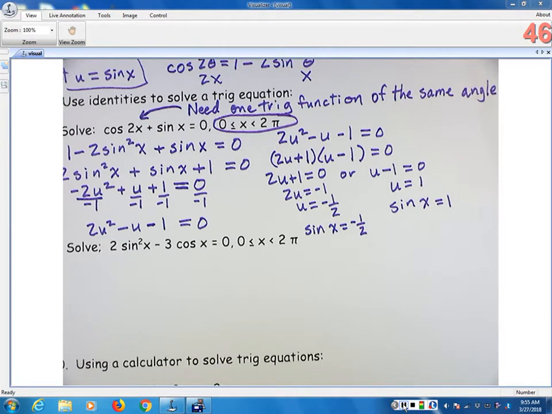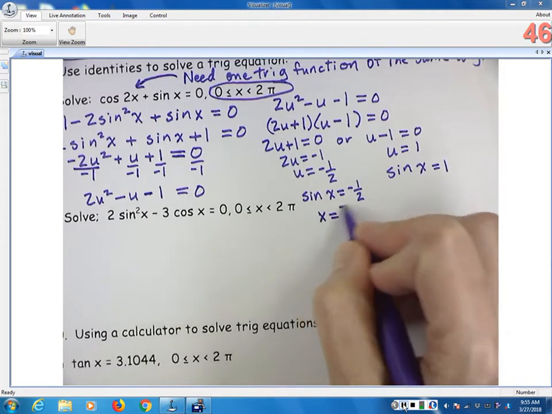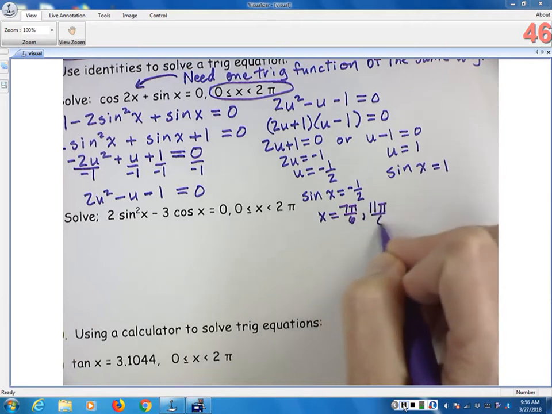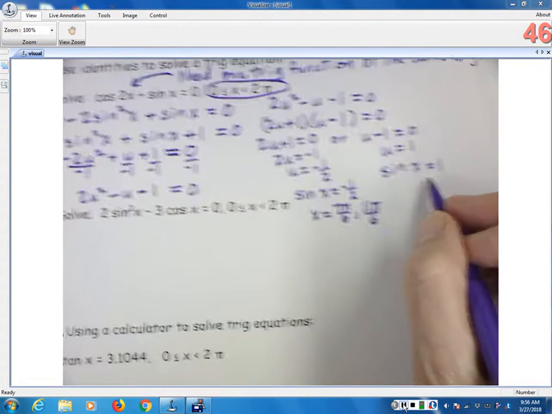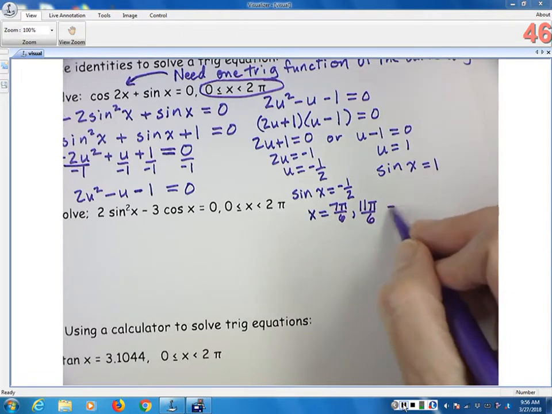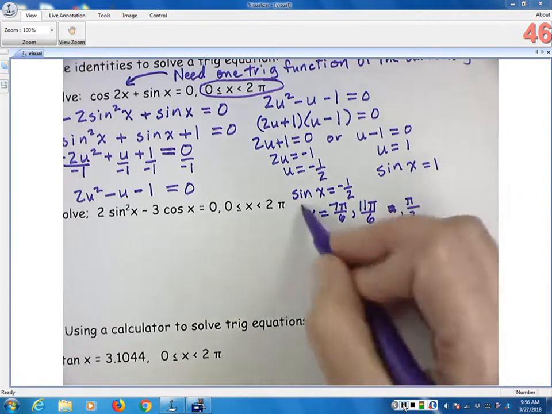So I drew a picture. Where is sine x negative a half? 7π/6 and 11π/6. Right. From the unit circle, that's at x equals 7π/6, 11π/6. And sine of π/2 is 1, so it also equals π/2. So we have 3 answers.